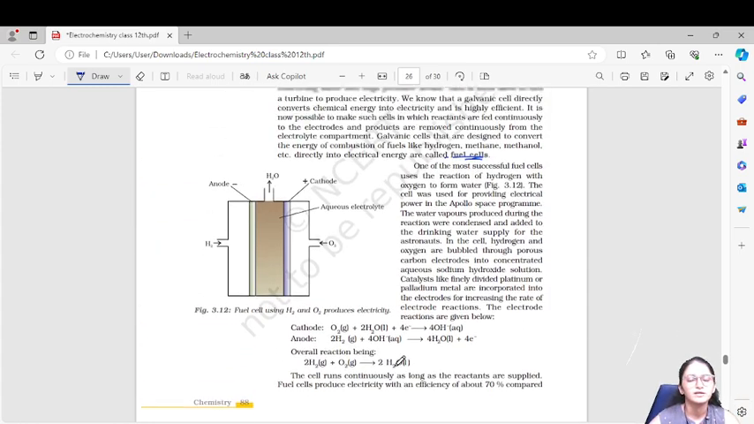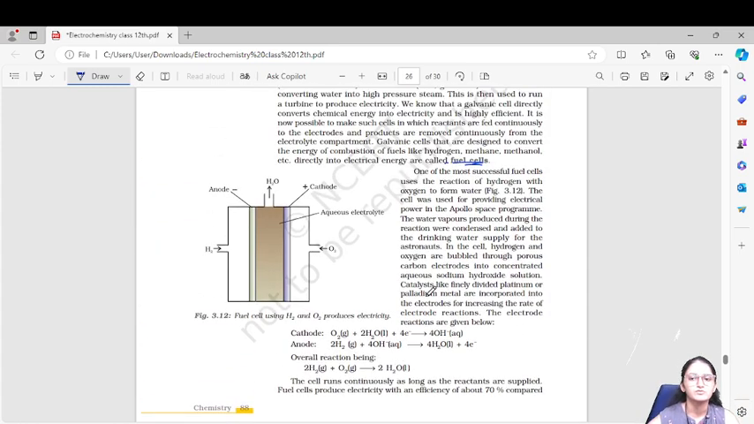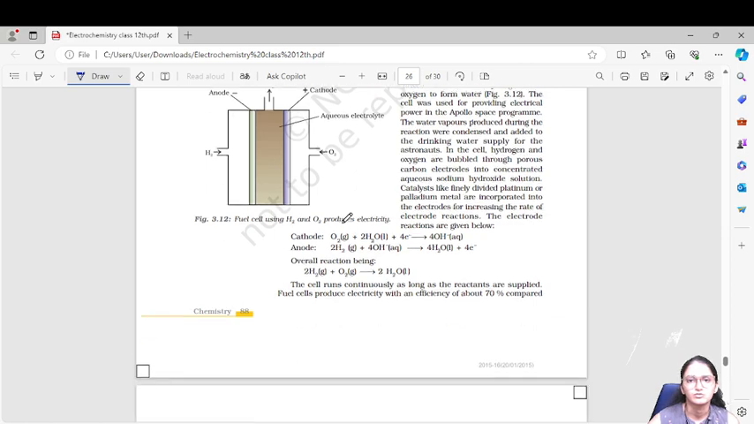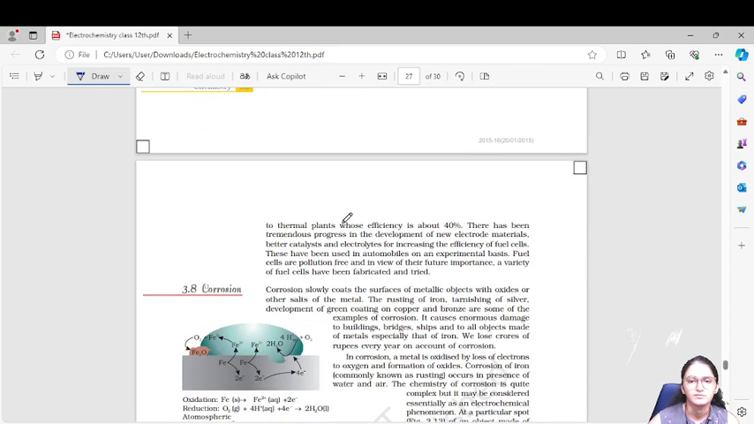So here, application type of question also can be asked, like draw the diagram of the cell which was used in the Apollo space program. That's why you should know small points about these cells, because they cannot directly ask you to draw the diagram of the H2-O2 fuel cell, so you should know some points about them.